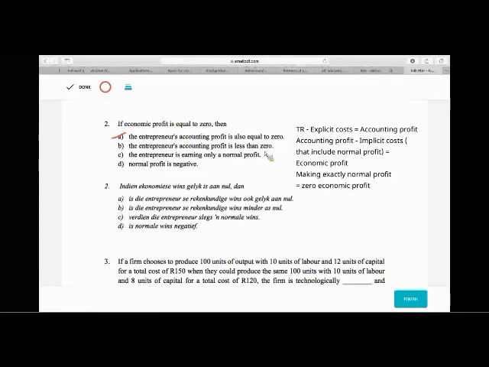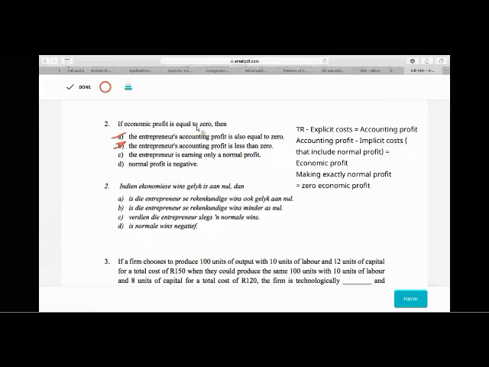Then B: if economic profit is equal to zero, then the entrepreneur's accounting profit is less than zero. If your accounting profit is less than zero, it means you're making a loss in accounting terms. If you now additionally take away implicit costs, including normal profit, you'll end up with a value that is even more negative. So it can't possibly be the case that if economic profit is zero, your accounting profit is negative. Because if accounting profit is negative, it means your economic profit has to be negative as well.